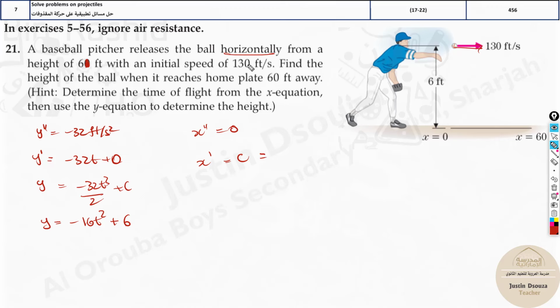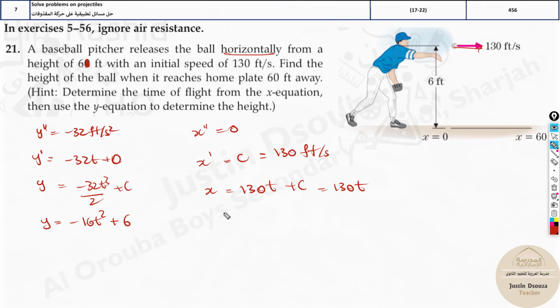Then what is the constant over here? They have told, see, the initial speed. It's at the right side, so it is 130. Okay, it is feet per second. That's the velocity horizontally. And x will be what? Integrate this, it will be 130t plus c. But do you have any horizontal distance or anything? No, so it is basically 130t itself. That's it. Now what next?